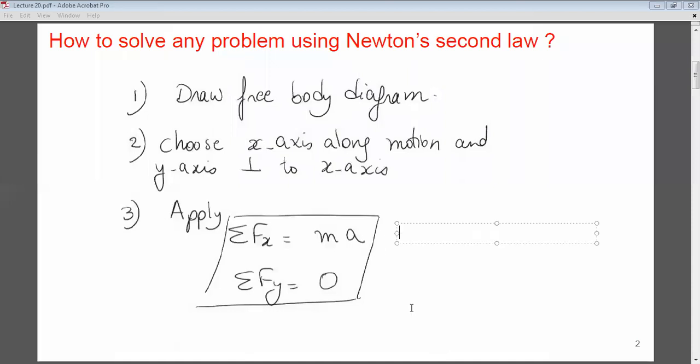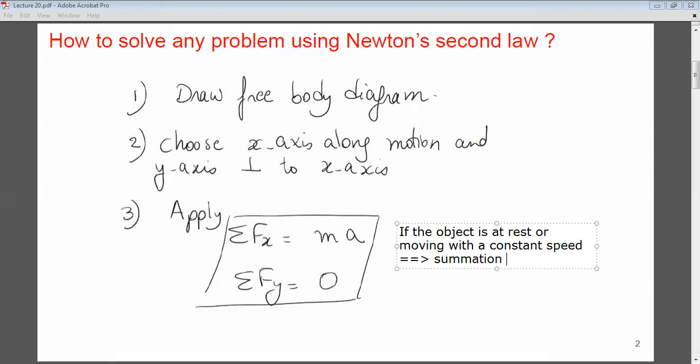Here is just a reminder, if the object is at rest or moving with a constant speed, it implies also that summation of Fx is equal to 0, because the acceleration will be 0 in this case.